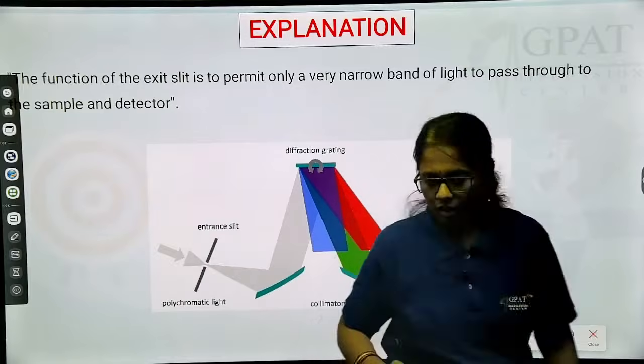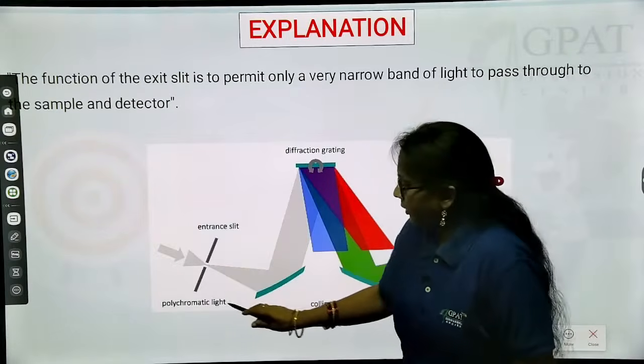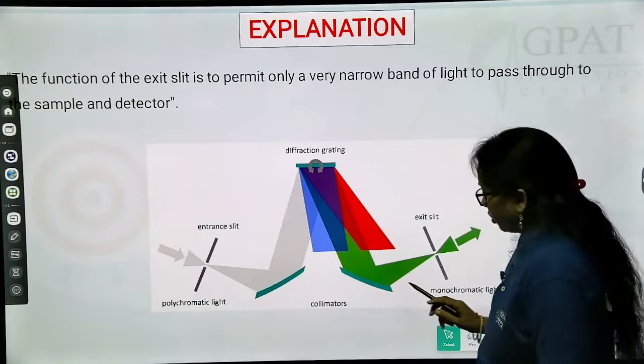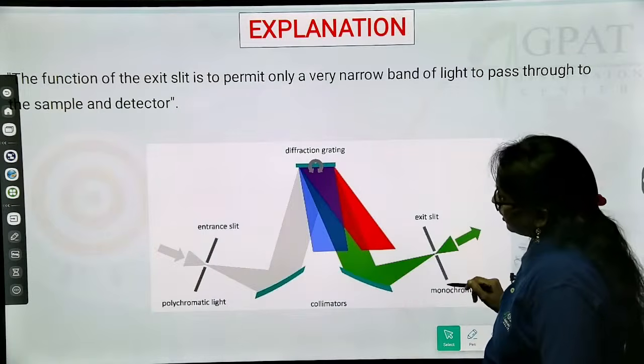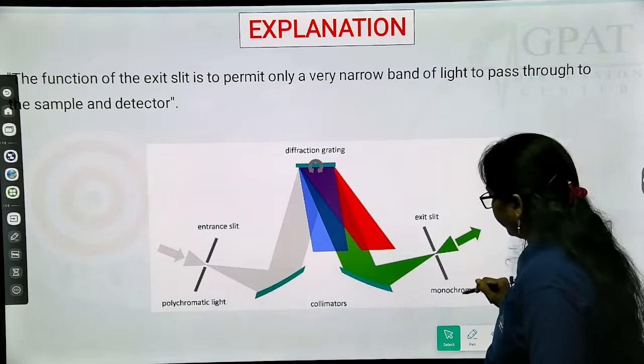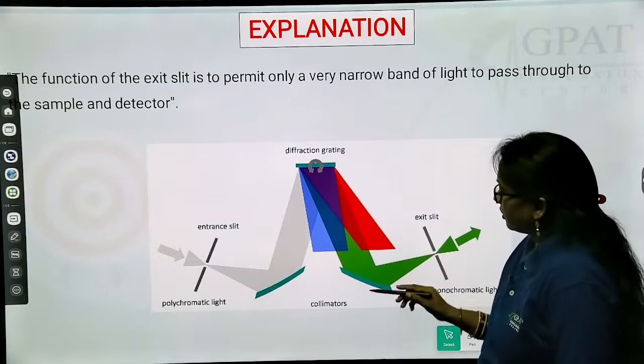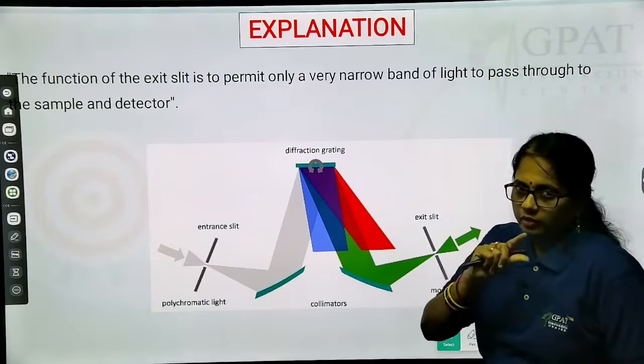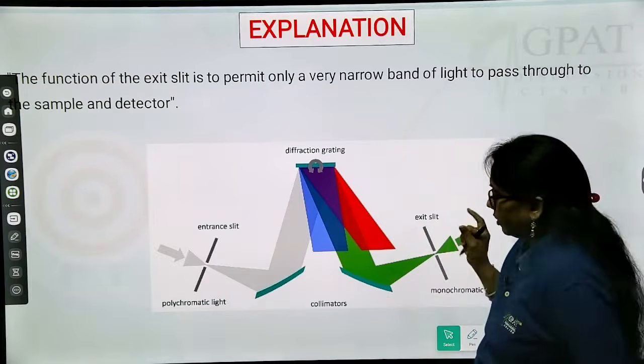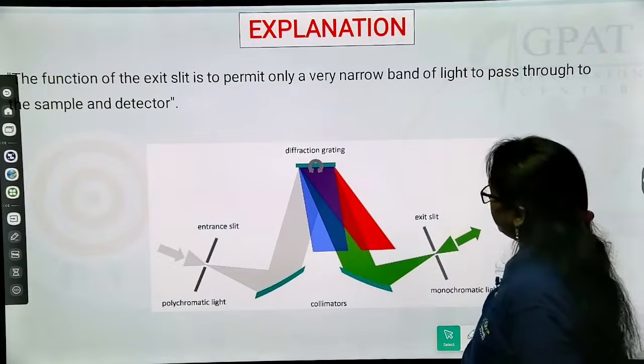So this is how the polychromatic light is going to be converted to monochromatic light. Through the exit slit, whatever we are going to use, only a narrow bandwidth, even though it contains so many colors, only one color, a very narrow bandwidth of light, is going to be dispersed, right?